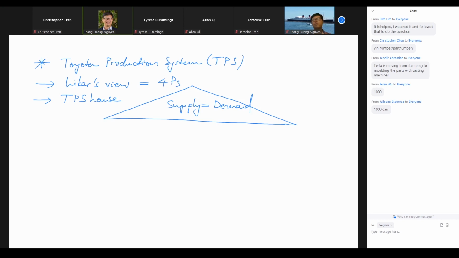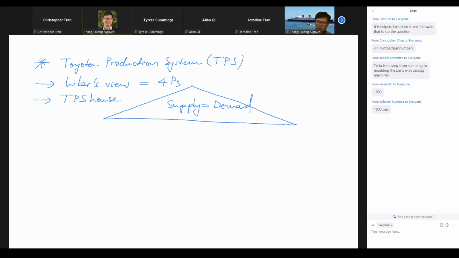Because if we produce 1,001 cars, then what do we do with the extra one car? We need to house it. We need to lock up our inventory right there in that one car, right? It's not good. And if we produce only 999 cars, then we lose the potential revenue of the one car that we should have produced, right? So that's why, from the lean perspective, we look at the demand and then meet it exactly, not more than that, not less than that. And that's why we have just in time or just enough, right?